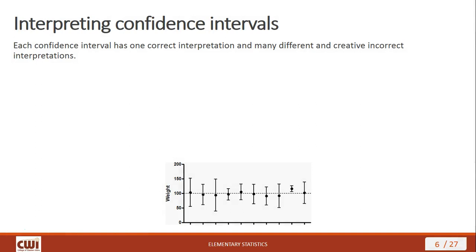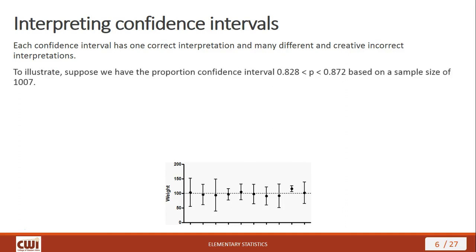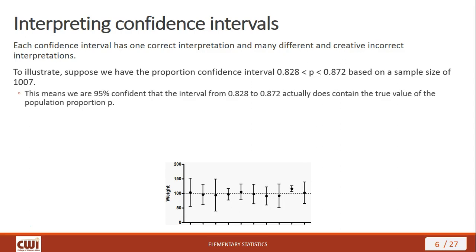There's a lot of ways to interpret confidence intervals, and many of them are incorrect. So let's focus on how do we interpret a confidence interval correctly. To illustrate this, suppose we have the proportion confidence interval 0.828 to 0.872 based on a sample size of 1,007. What this means is that we're 95% confident that the interval from 0.828 to 0.872 actually does contain the true value of the population proportion P.